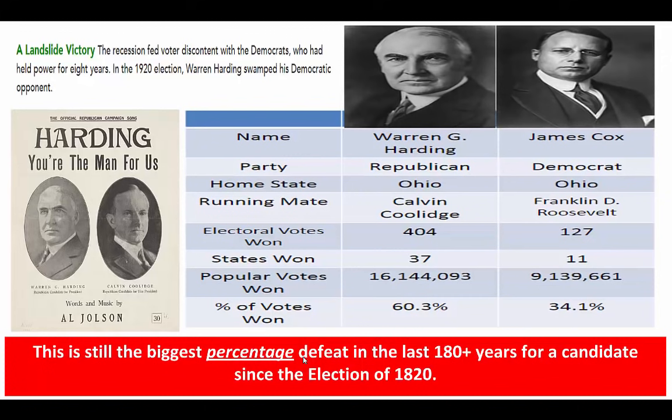Number 4, what was the 19th Amendment to the Constitution? That gave women the right to vote, and a lot of those women turned out for Warren G. Harding. Number 5, what happened in the election of 1920? Harding, the Republican, won in a crushing defeat.